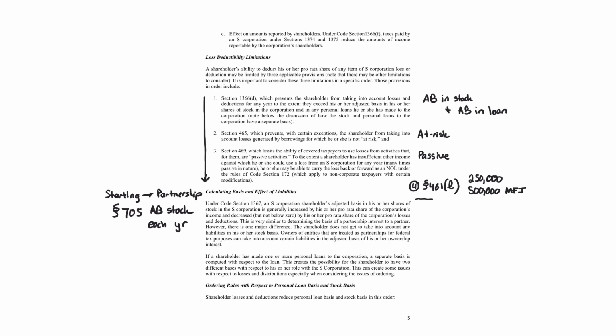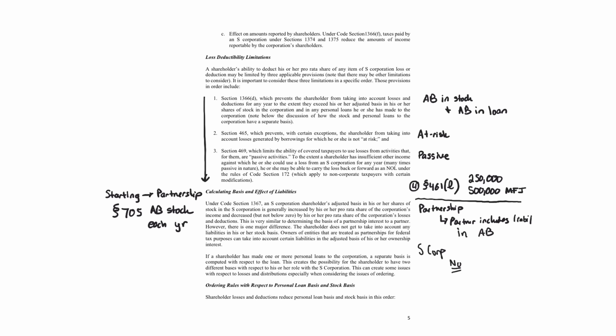Remember, for partnerships, the portion of liabilities that the partner is responsible for with respect to the partnership gets added into the basis. So the partner includes his or its share of liabilities in the adjusted basis. For an S corporation, that's not the case. For an S corporation, no, we don't do that.